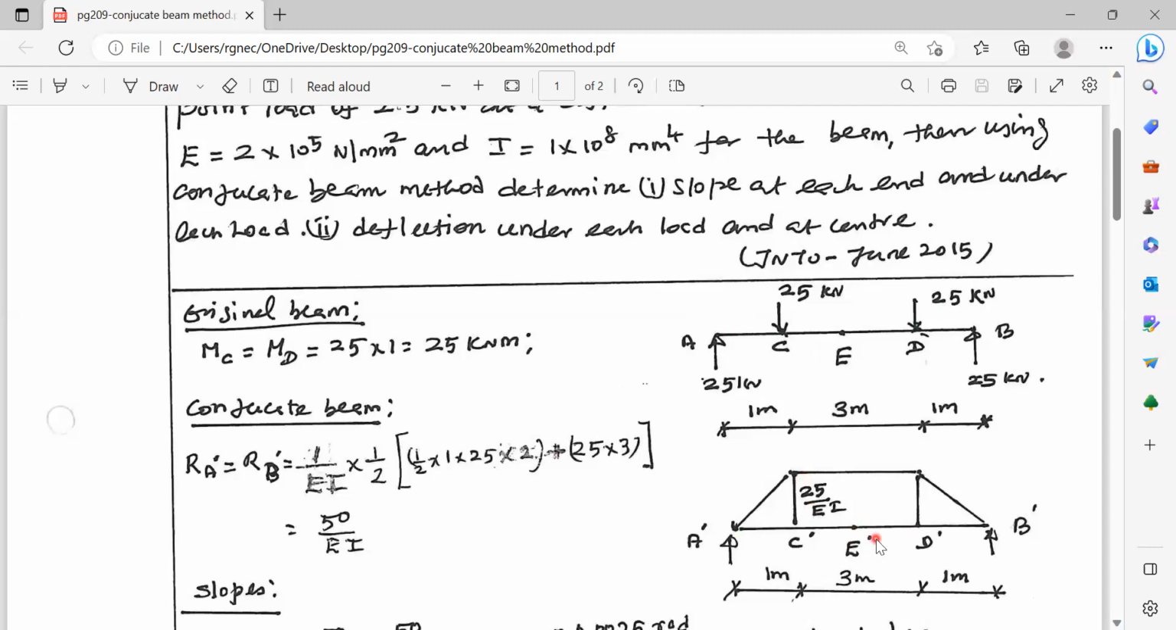Now, how to calculate the slope? Slope at any point of the given beam will be equal to shear force at the respective location of the conjugate beam. We have to calculate slope at A, theta A. Now, theta A in the given beam AB is equal to shear force at A dash of the conjugate beam. Theta A, the slope at A, is equal to shear force at the respective point of the conjugate beam.